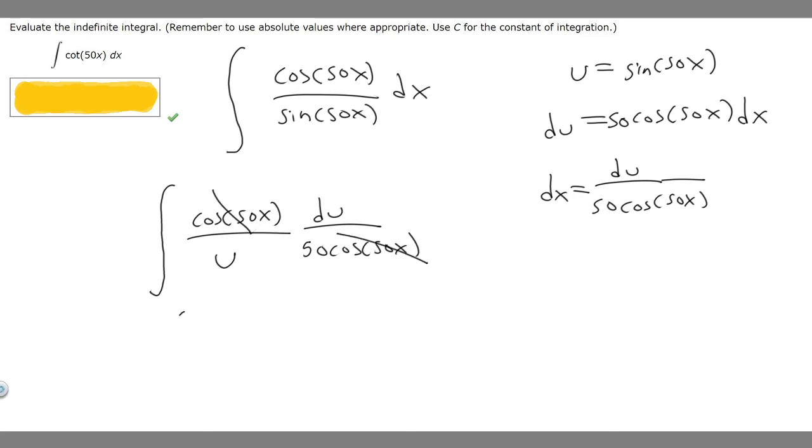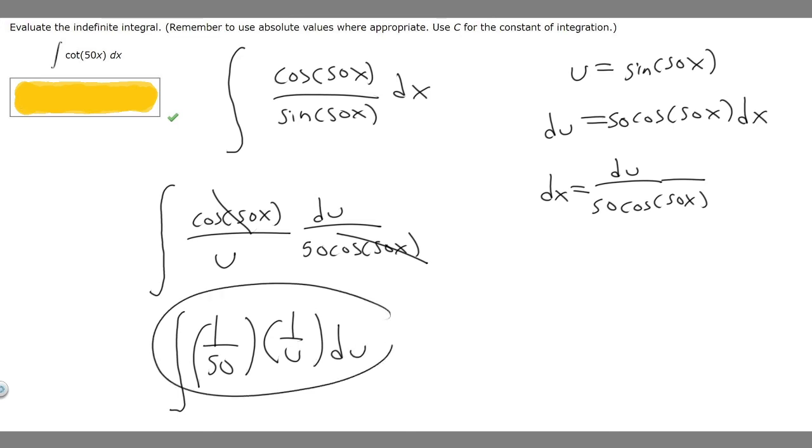So we're just left with 1 over u, right? And then you have the 1 over 50. So I'm going to add that out front, because this is 1 over 50, we're just moving it out front. So 1 over 50 times 1 over u times du. So now we got it like this. All we got to do is find the antiderivative and then plug u in.